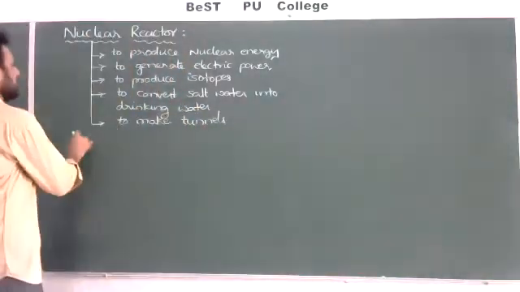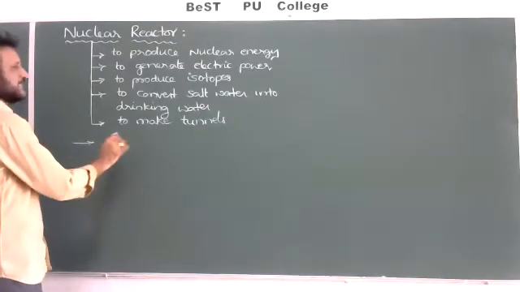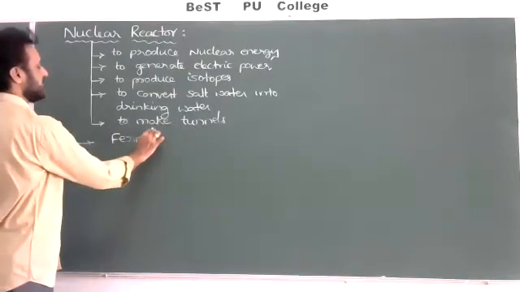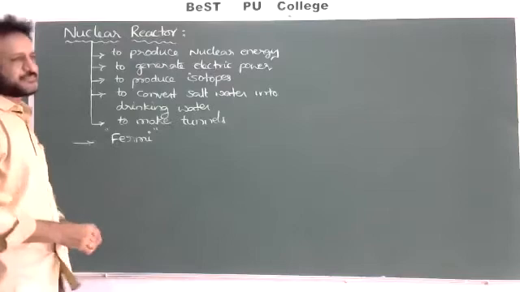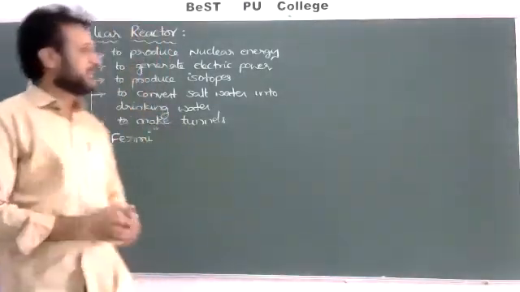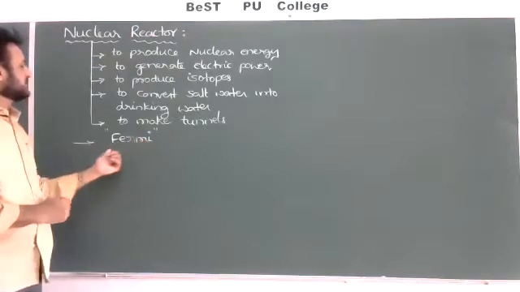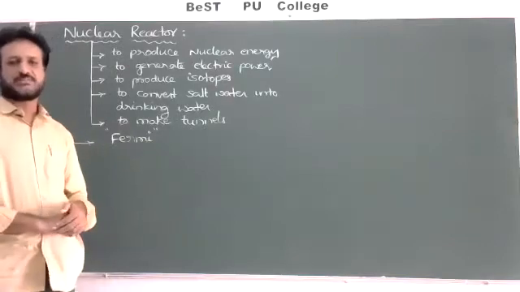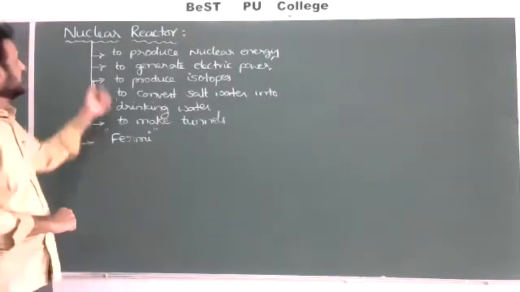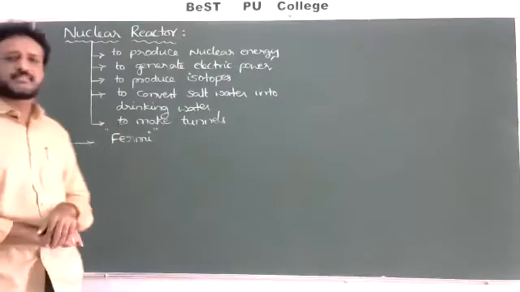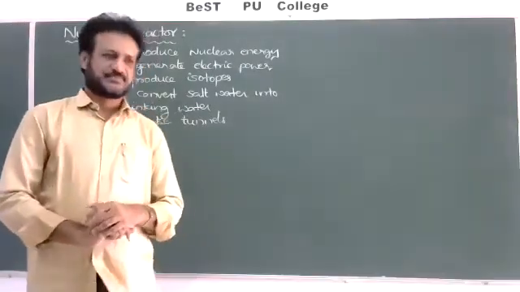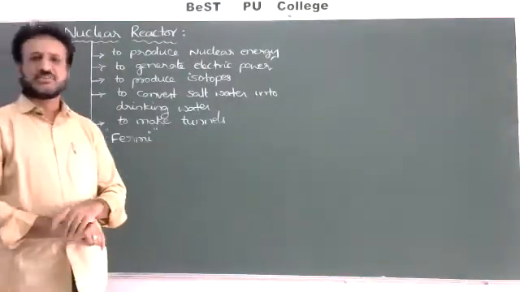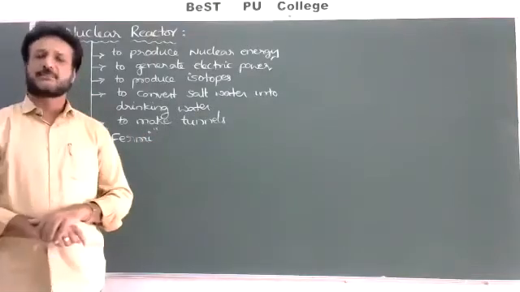The first nuclear reactor was designed by the scientist Fermi. He is also a great scientist who worked on radioactivity, and he designed the first nuclear reactor. But India's first nuclear reactor is Apsara. It is in Mumbai, at the Bhabha Atomic Research Centre, where we have the first Indian nuclear reactor, Apsara.